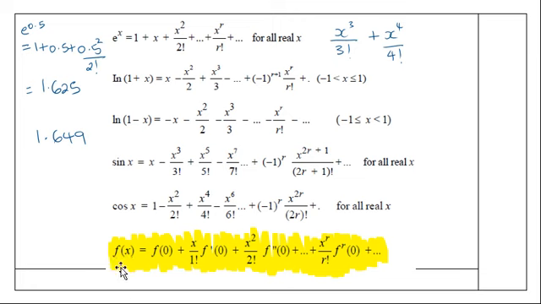So the formula is f of x. So your function f of x is equal to f of 0. So you're plugging in 0 into the function, plus x over 1 factorial times the derivative of f with 0 plugged in, plus x squared over 2 factorial times the second derivative of f with 0 plugged in, and so on and so forth. You can see the pattern here. So you're taking a derivative with 0 plugged in, and then times x to the r over r factorial.